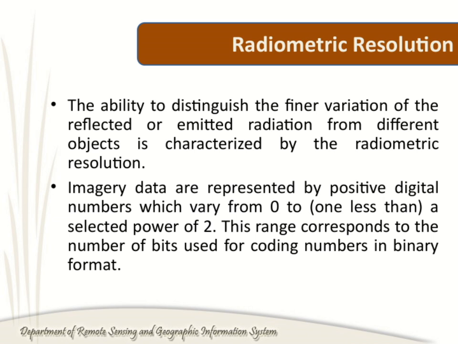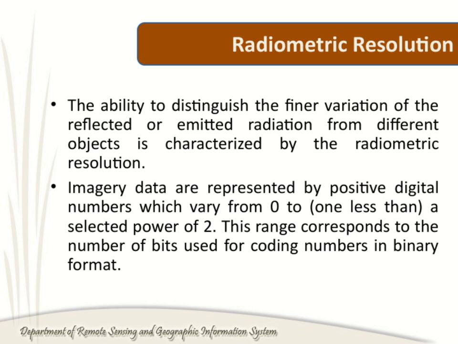Now, the imagery data we work with are represented by digital numbers. These numbers range from 0 up to a certain maximum value, which is 1 less than a power of 2. This maximum value depends on the number of bits used to encode the data. For example, if we use 8 bits, the range of digital numbers goes from 0 to 255. This range directly influences the radiometric resolution. The higher the number of bits, the more subtle differences we can detect in the data.